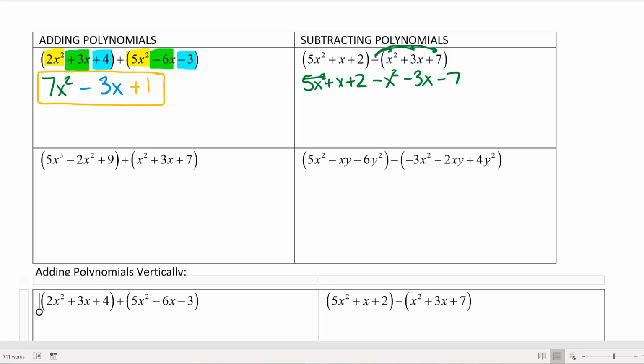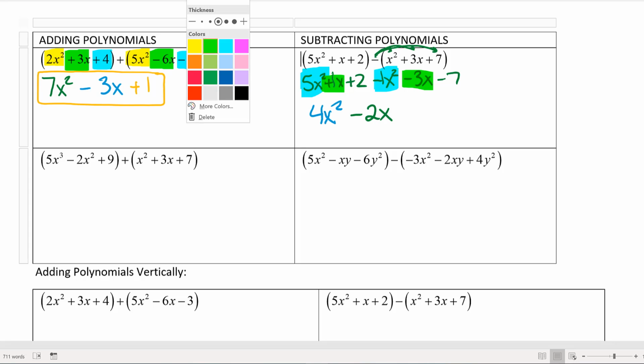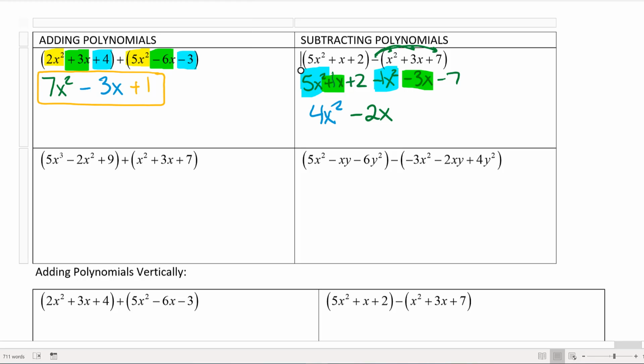So on this problem, we have like terms here, 5x squared minus, and there's an invisible 1 in front of that x squared. So 5x squared minus 1x squared gets me 4x squared. Next, I'm looking for more like terms. I've got plus x here and minus 3x. Those are like terms. So I can add those, and positive 1x minus 3 is negative 2x. And then lastly, with my numbers, I'm looking for more like terms.